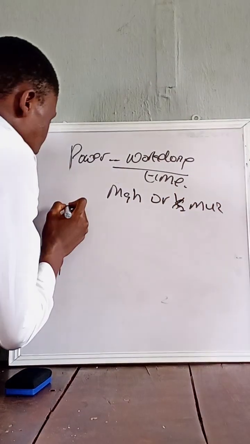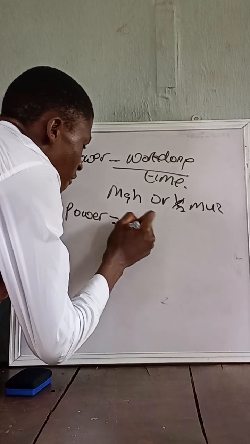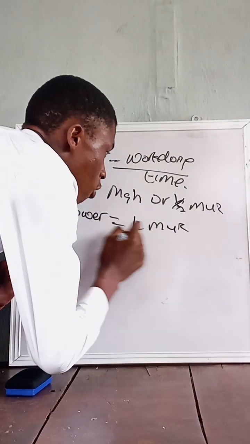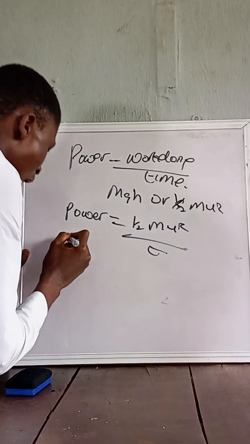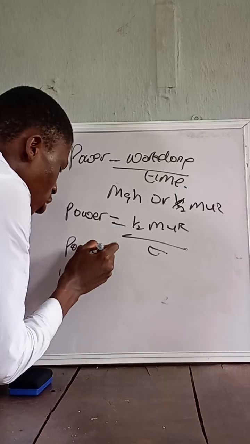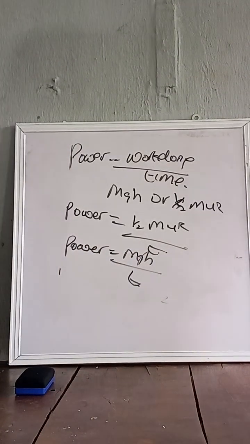So automatically I can say my power is equal to half mv squared over time. Or better still, I can say my power is equal to mgh over time. But note, your power is a what?